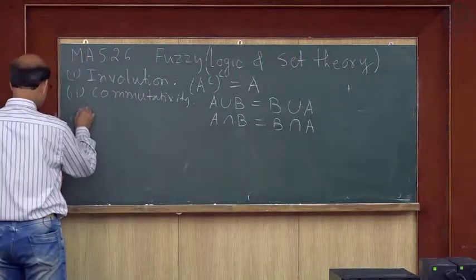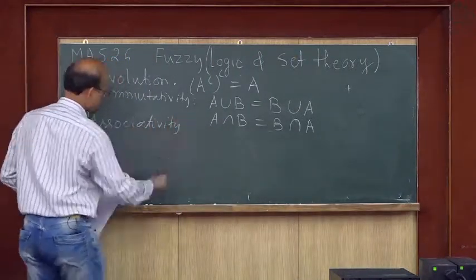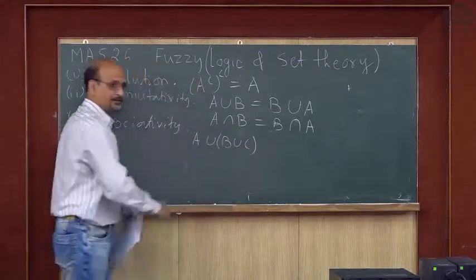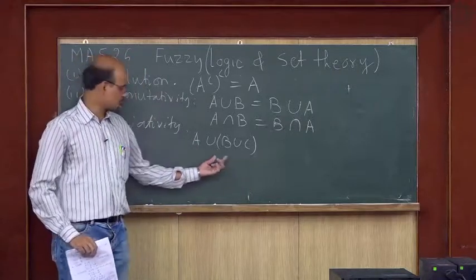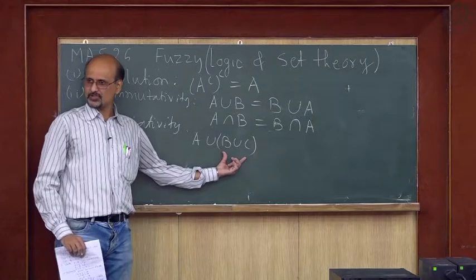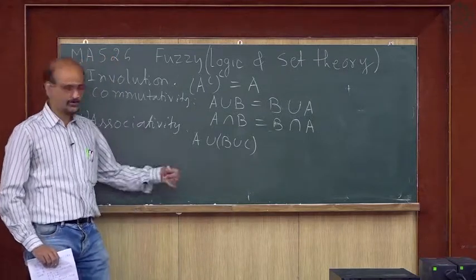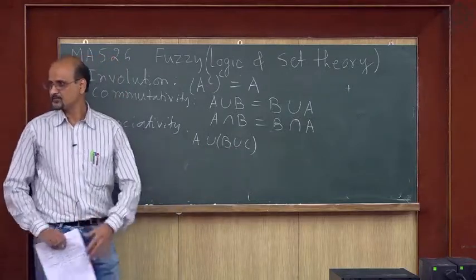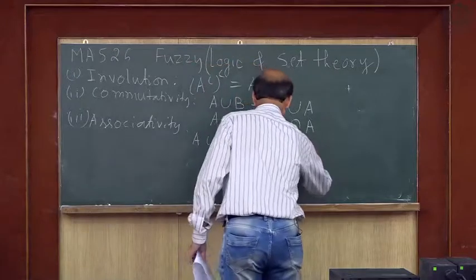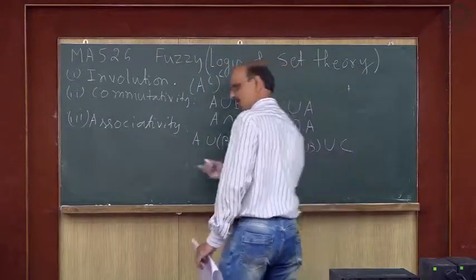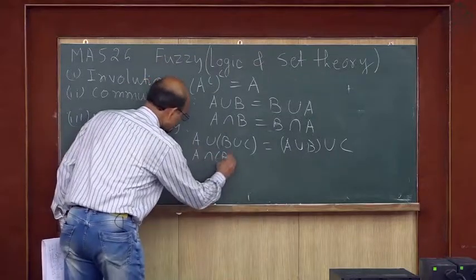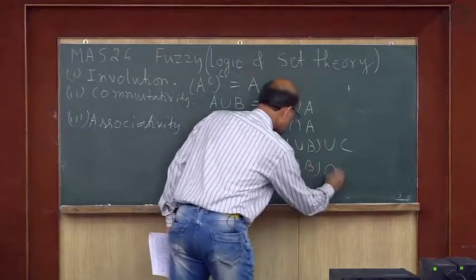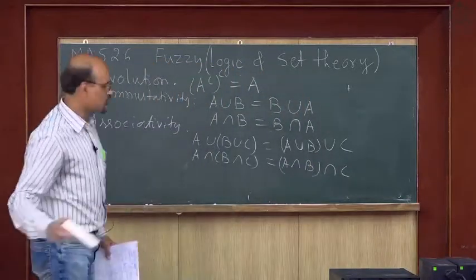Now, third is associativity, that is A union B union C. If I have 3 sets A, B and C, whether I take union of the last two and then take the union, or I take union of the first two and then take union with the third, the result will be the same. Similarly, for intersection, A intersection B intersection C is the same either way. This you all know.